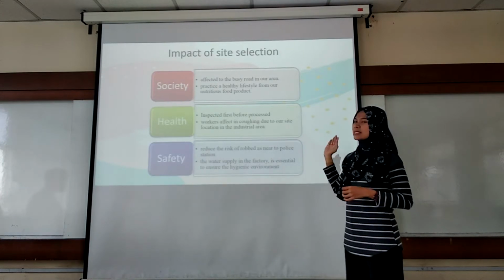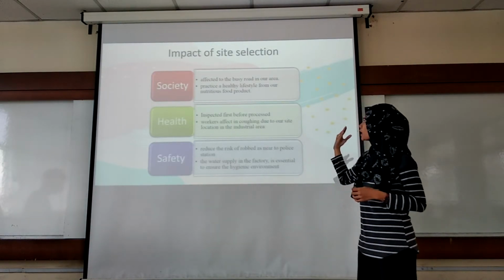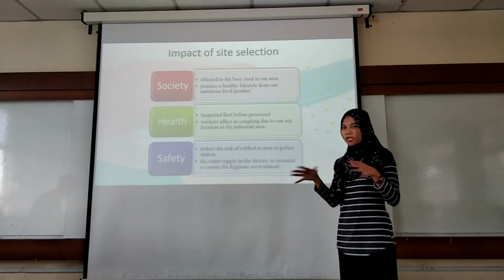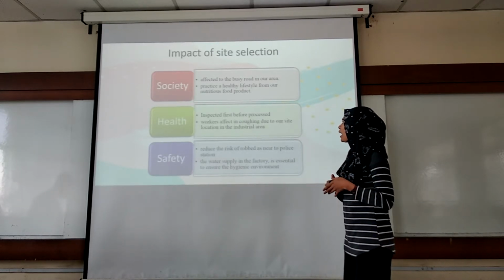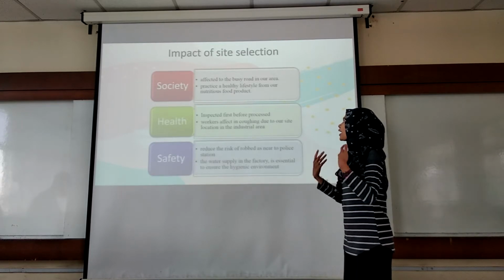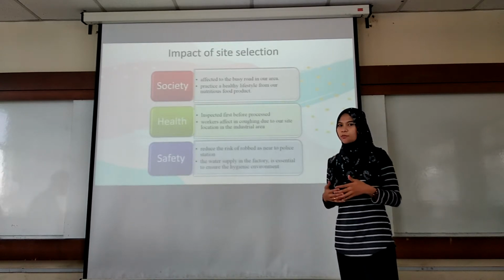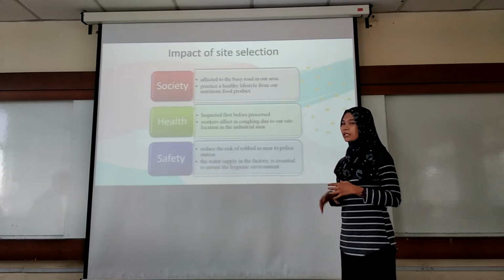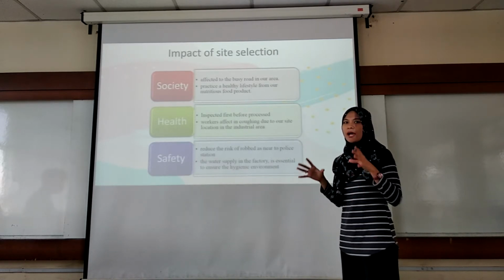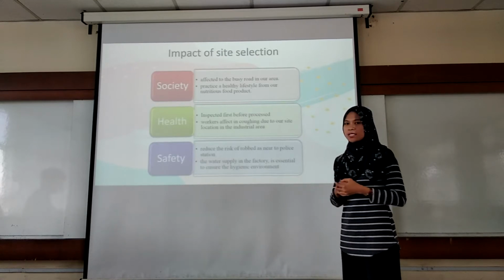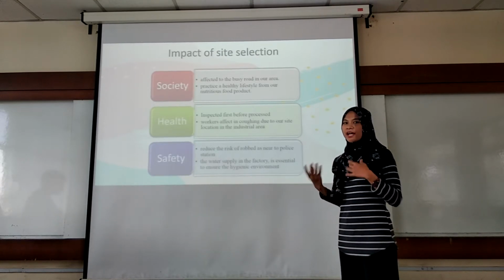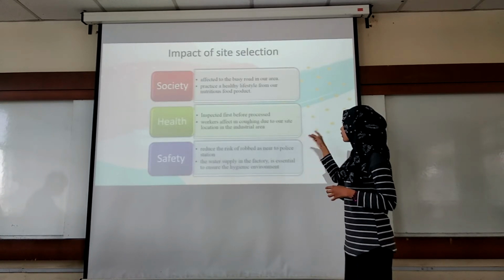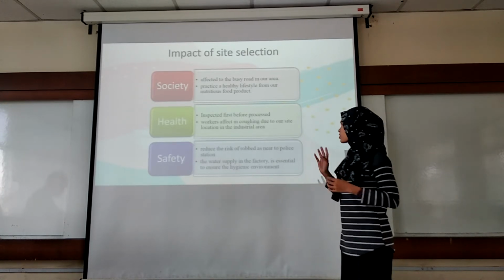So the impact of our site selection is towards the society. It will affect the busy road in our factory area, and also they can practice a healthy lifestyle from our nutritious food product. So for the health, our product will be inspected first before any type of process. So this will ensure the safety and healthiness of the products. So the workers are affected by clogging due to our site location in the industrial area.